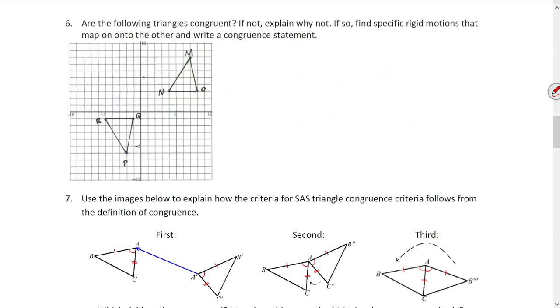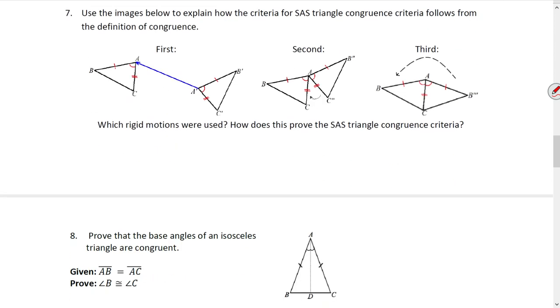Okay, a lot of questions have come up about number 7, so it's a good one to talk about. This question 7 says, use the images below to explain how the side-angle-side triangle congruence criteria follows from the definition of congruence. So first of all, which rigid motions were used? Okay, this was a translation.